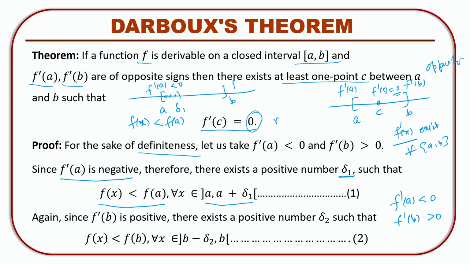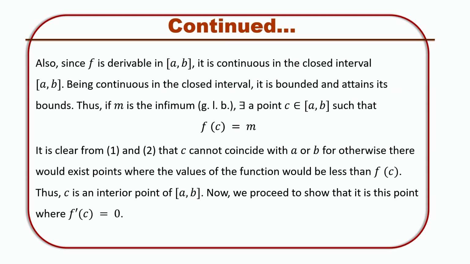Similarly, f'(b) is greater than 0. Therefore, on (b - delta 2, b), f(x) is less than f(b). Those are the two things which we already know by the definition of derivability. Since f is derivable in a closed interval, it is continuous in that closed interval. Being continuous in a closed interval, it is bounded and attains its bounds.